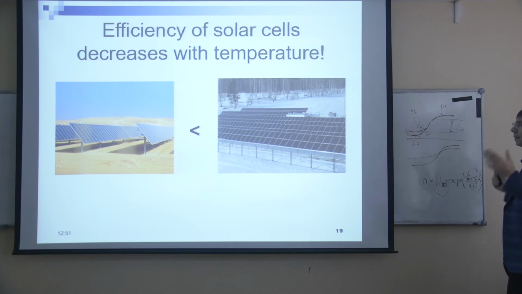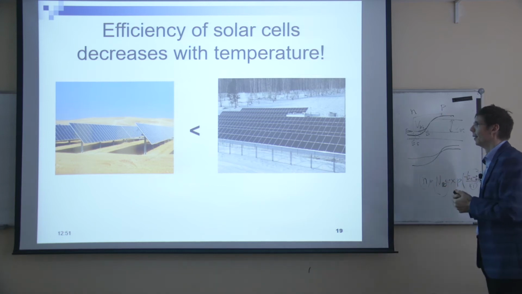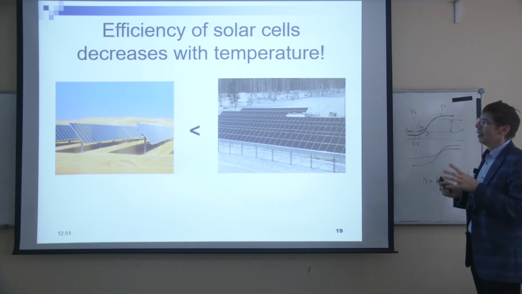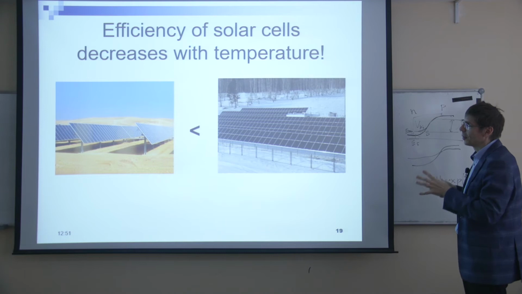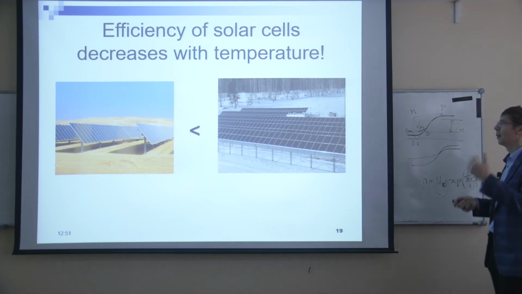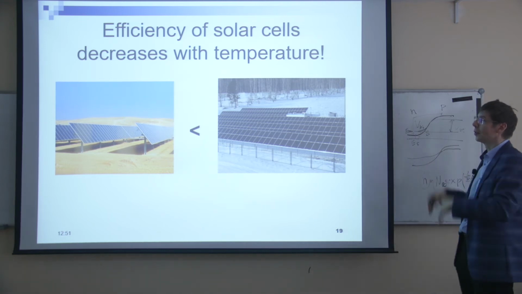But as I told you, remember that for the same conditions, the solar cell at high temperature has a lower efficiency compared to the solar cell at low temperature. So this increase of the temperature leads to a decrease of the efficiency.